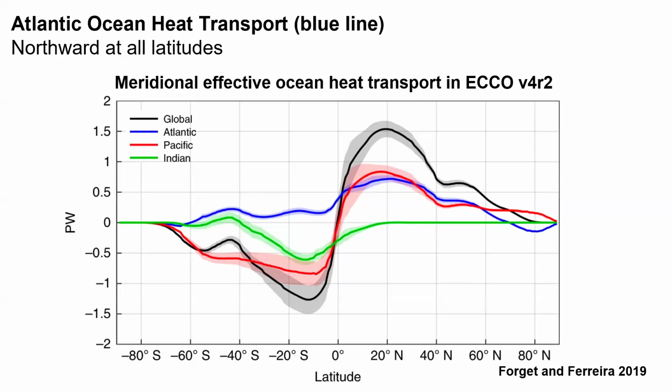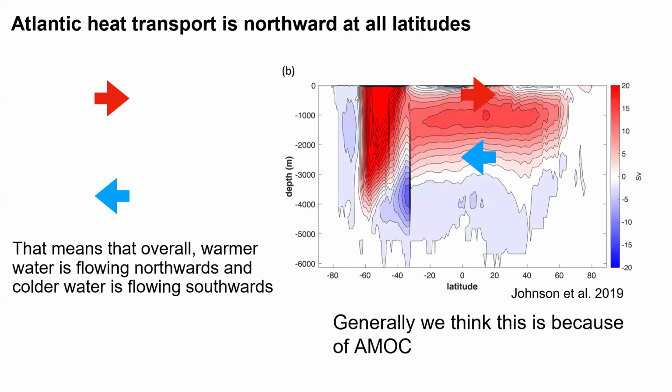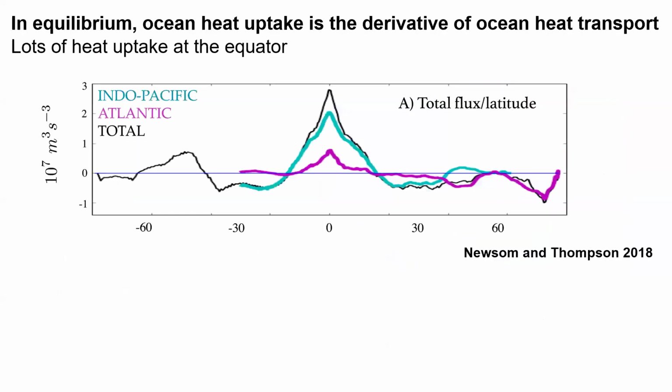And in order to have northward heat transport by the ocean, you have to have warmer water flowing northward and colder water flowing southward, and that's what's causing this. In fact, the Atlantic Meridional Overturning Circulation gives you that. This is the stream function of the Atlantic Meridional Overturning Circulation, and the flow follows these contours in the red, in a clockwise direction, so you have northward flow near the surface that's warm, and southward flow at depth that is cold. And so we generally think that the northward heat transport is because of the Atlantic Meridional Overturning Circulation.